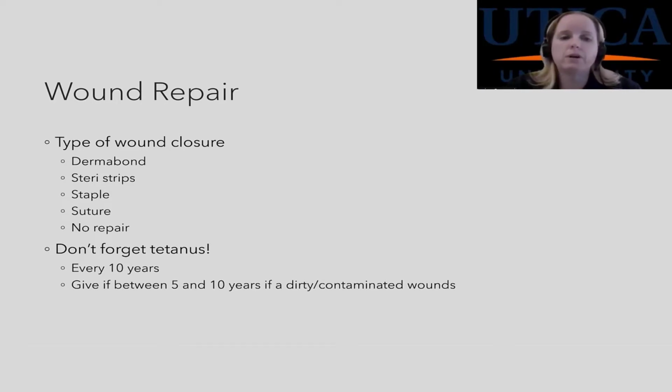Something that's also very important is that you don't want to forget someone's tetanus. Whenever you're talking about wound repair, you always want to assess someone's tetanus status. Tetanus is updated every 10 years. You also give it if someone is between 5 and 10 years, if it's a dirty, contaminated wound. If they don't know when their last tetanus shot was, you always give another one. It's not going to hurt them.